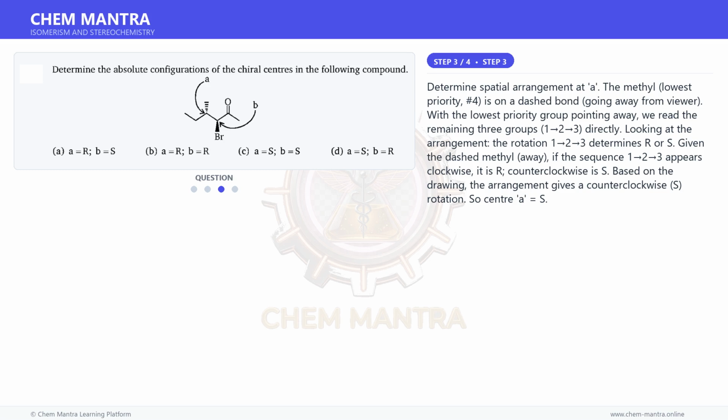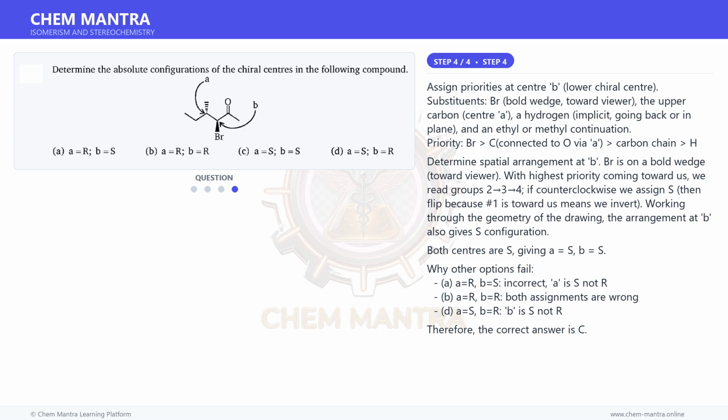Determine spatial arrangement at A. The methyl, lowest priority, number 4, is on a dashed bond going away from the viewer. With the lowest priority group pointing away, we read the remaining 3 groups, 1 to 3, directly. Looking at the arrangement, the rotation 1 to 3 determines R or S given the dashed methyl away. If the sequence 1 to 3 appears clockwise, it is R, counterclockwise is S. Based on the drawing, the arrangement gives a counterclockwise, S, rotation. So center A is S.